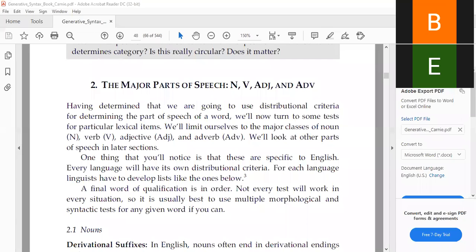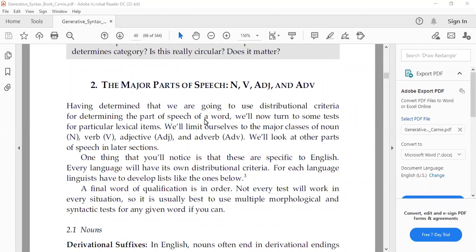So last time we talked in general about the cover page of the book, and we talked about syntax in general. We said that syntax is the study of word order, or the study of sentence structure, and chapter 1 is also about syntax as a science, as in the scientific method.